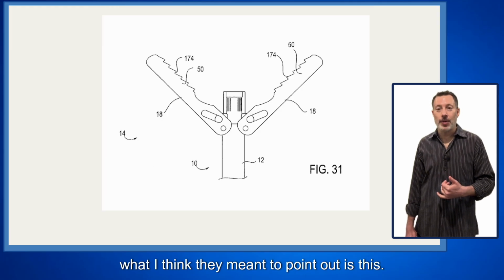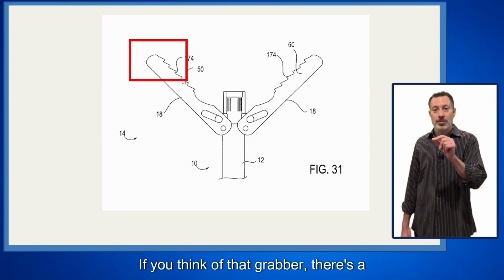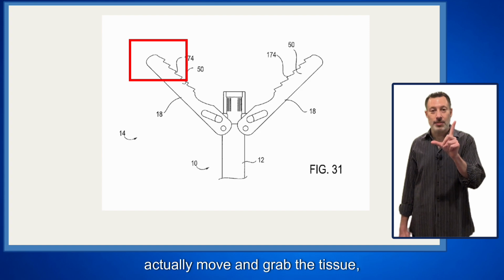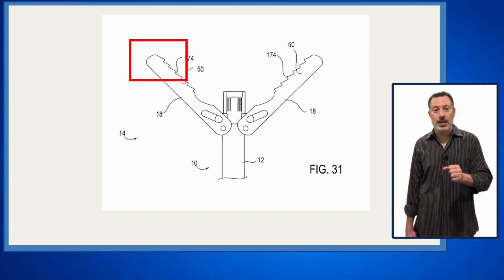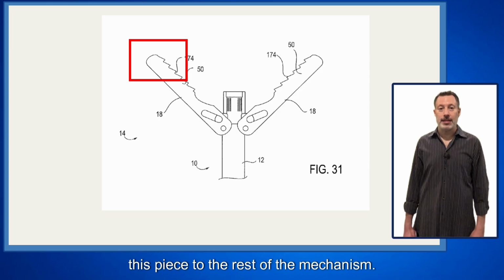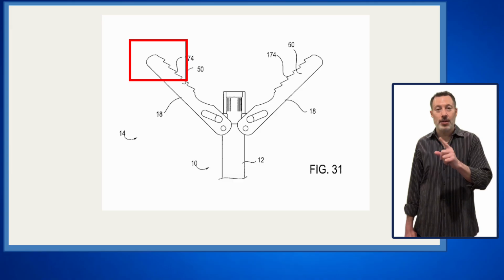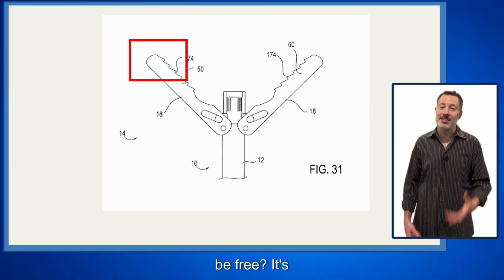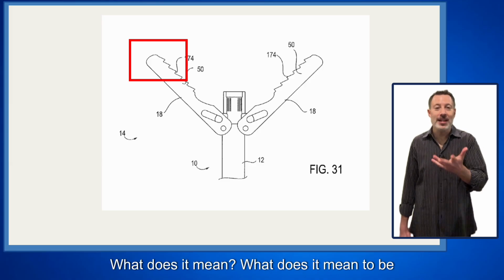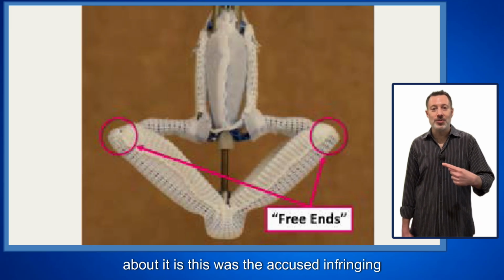And what I think they meant to point out is this. If you think of that grabber, there's a free end that moves, and it's going to actually move and grab the tissue, and there's kind of an anchored end on the other edge that holds this piece to the rest of the mechanism. And I think they meant the free end to be referring to this piece that moves. What's the litigation? Well, the parties end up fighting over what does it mean to be free? Such a good question. What does it mean to be free? And the reason they had to fight about it is this was the accused infringing device.